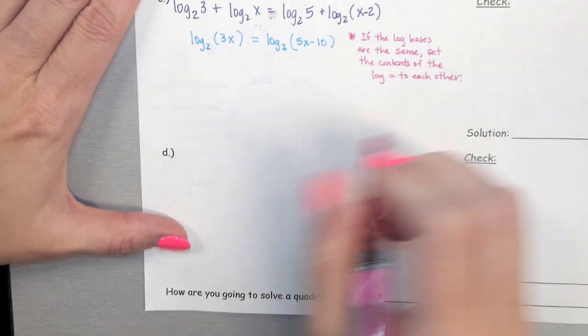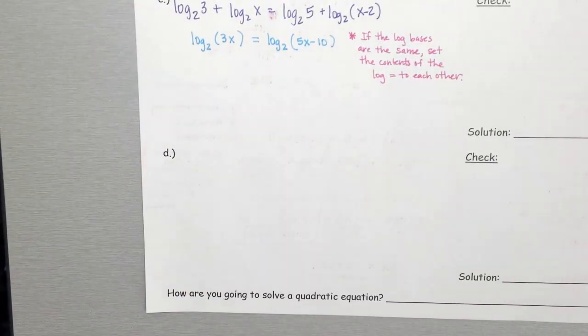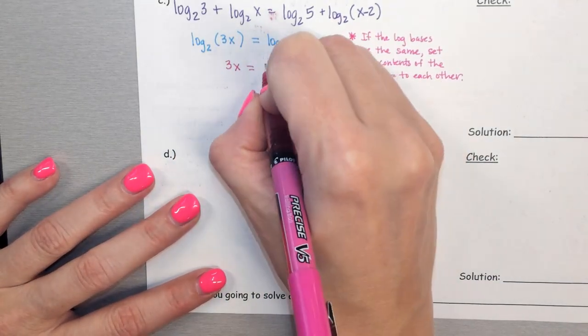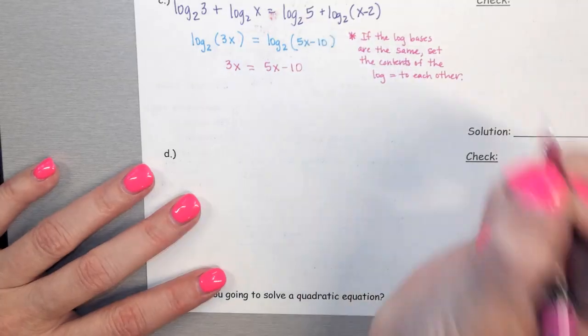Okay, so if you have log base 2 and log base 2, if the log bases are the same, whatever the logs are of have to be equal. Because log base 2 of 5 cannot equal log base 2 of 10, right? Whatever they're of, they have to be the same. So you can simply set 3x equal to 5x minus 10.